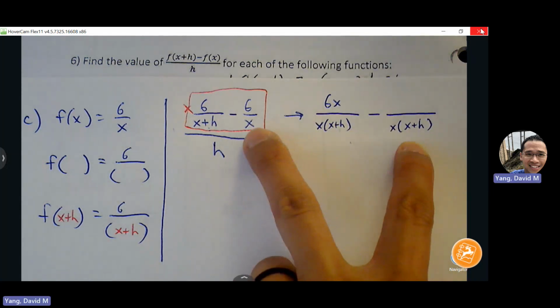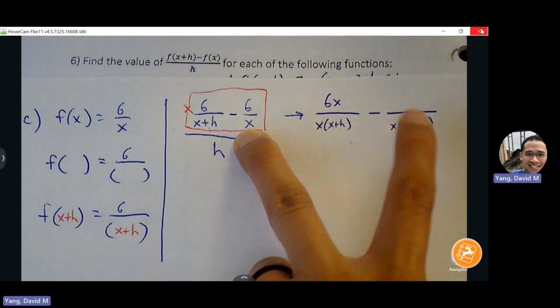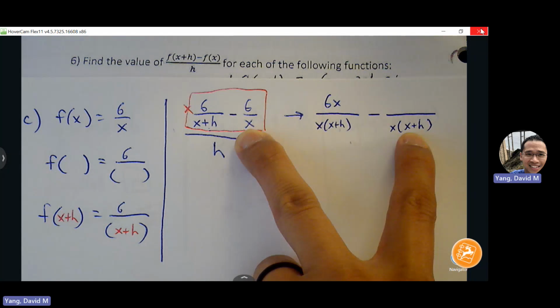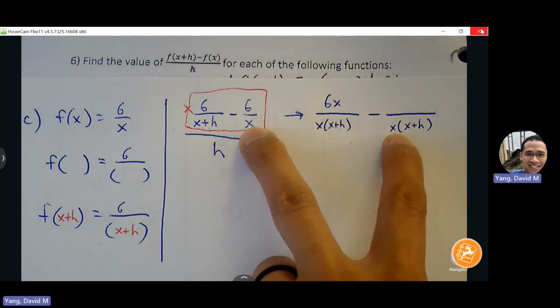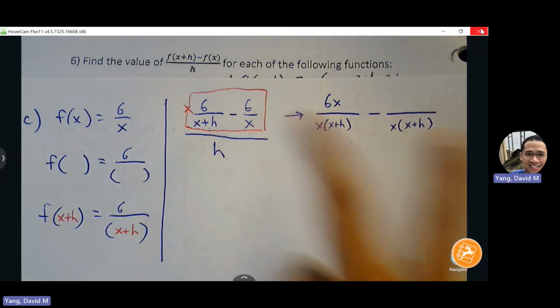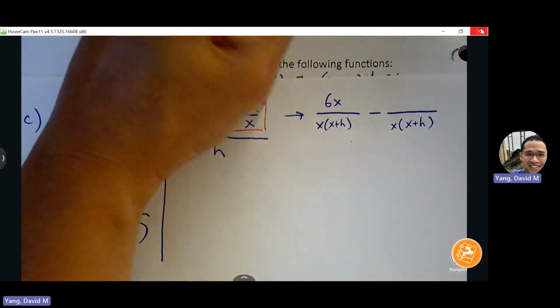And then what's changed between this old denominator and this new denominator? Oh, the h. A little bit more, the h and the x. The x plus h. Yeah, so this already has the x, but it's missing the x plus h. So I need to balance the numerator with another x plus h.